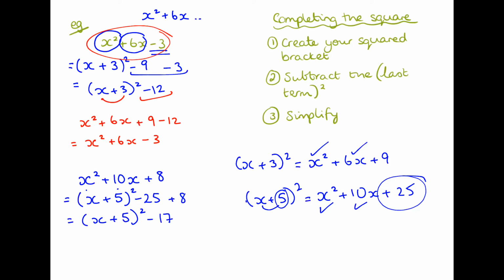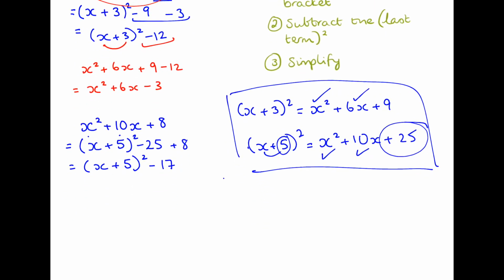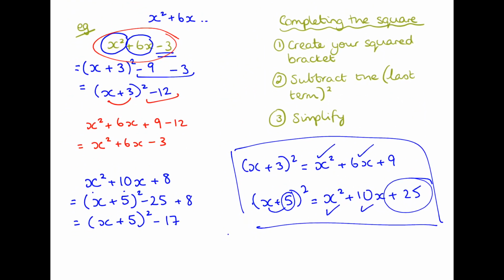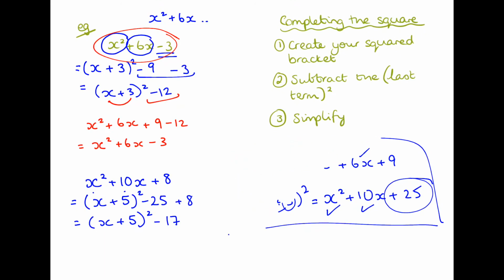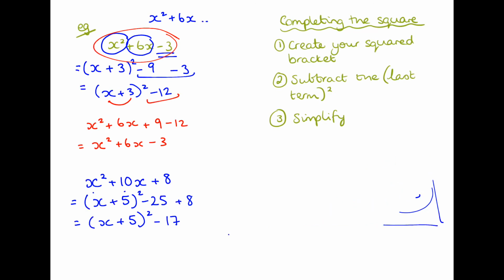So I'm going to do one more example just now, and then I'll point out something that means you don't have to do this bit every time. Okay, so I'll clear a bit of space so that we can still see our steps. Okay, so we're going to start with x squared minus 8x plus 13.